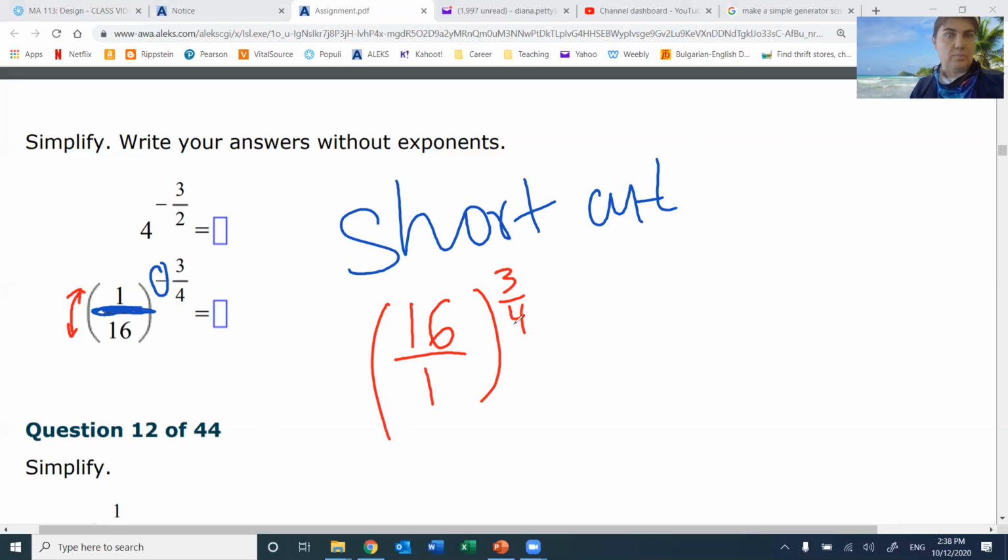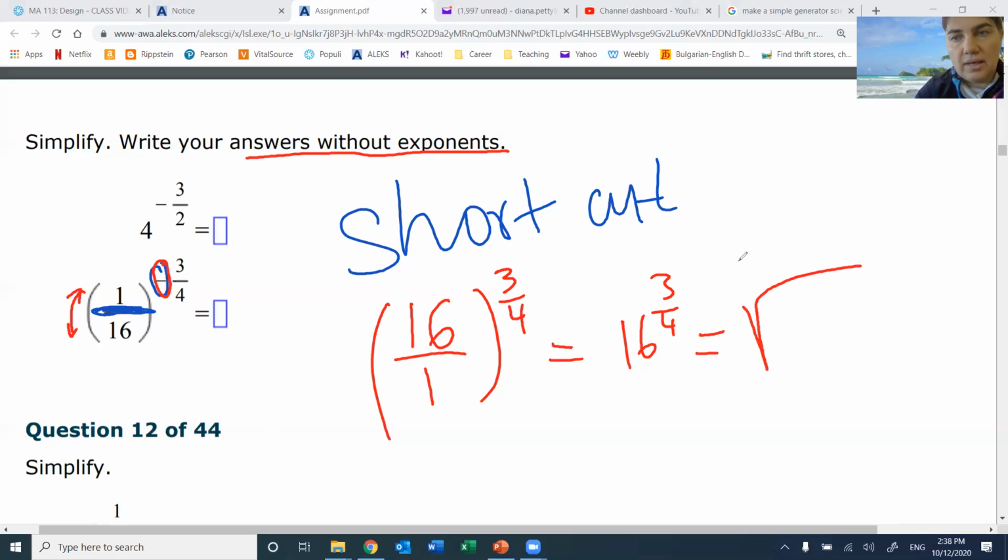Okay, reciprocal. So what happened? The only thing which happened, I left the 1 just to see. So we flipped the fraction, and the only thing which happened, the minus disappeared of the 3 over 4, right? So then this is just 16 to the 3 over 4. So write the 4th root. They want without exponent, right? So they want you to have radicals. So right here, radical 4. This is 16 to the 3. Unfortunately, you can simplify this because it's 16. Oh, so 16 is 2 to the power of 4, right?